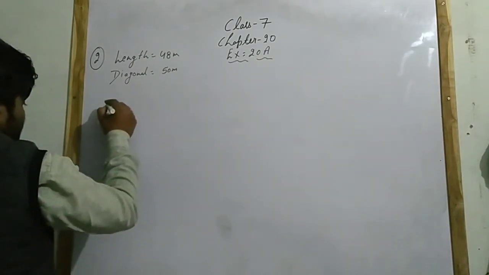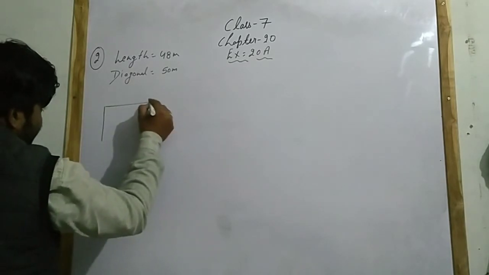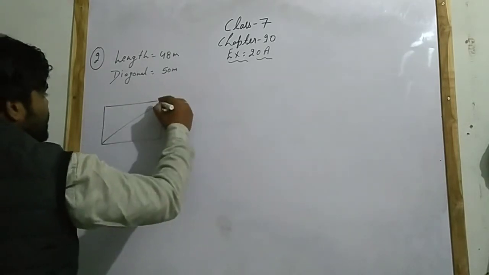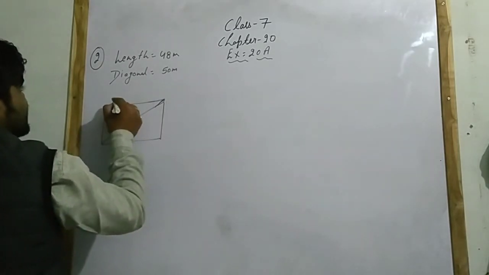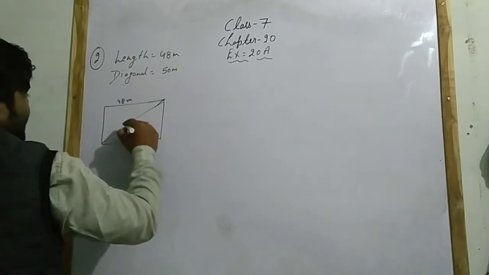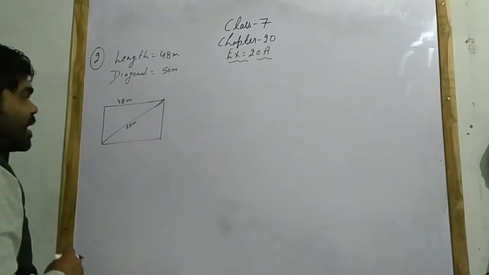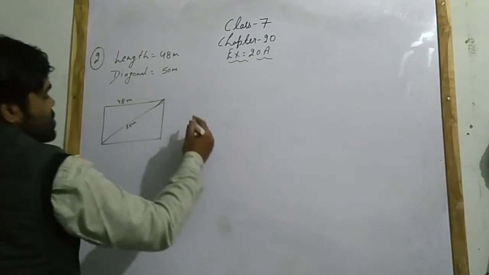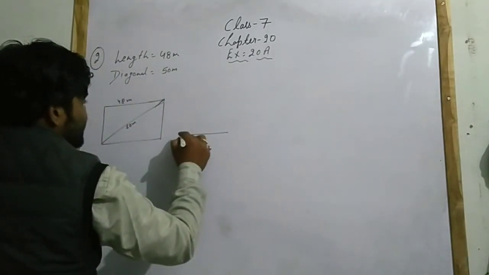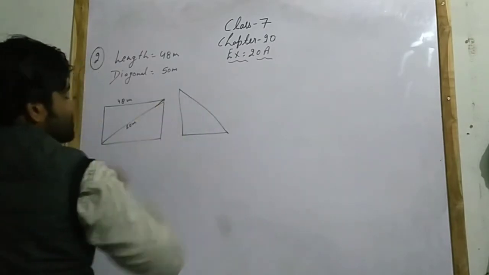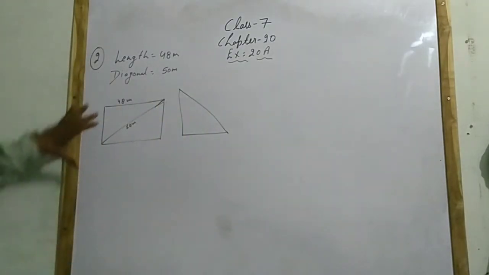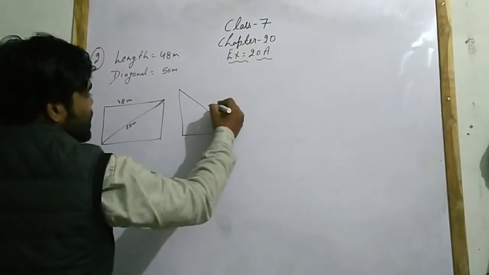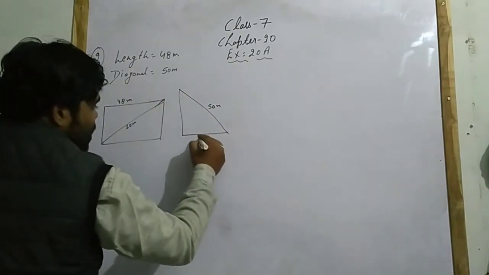Suppose this is your rectangle and this one is your diagonal, right? After that, it is given 48 meter and the diagonal is your 50 meter. Now when you turn this, this side is your base, this one is your perpendicular and this one is your hypotenuse, right? Hypotenuse will be 50 meter and the base will be 48 meter.